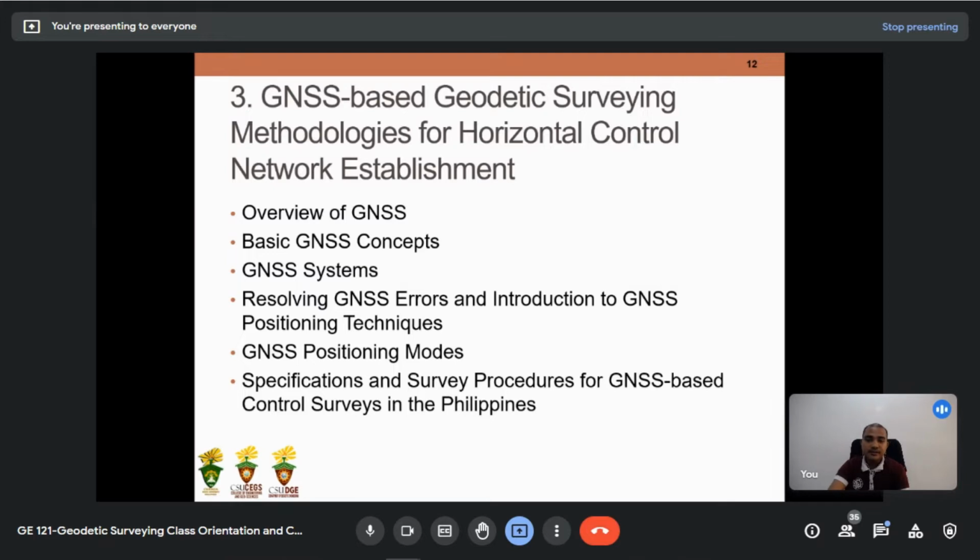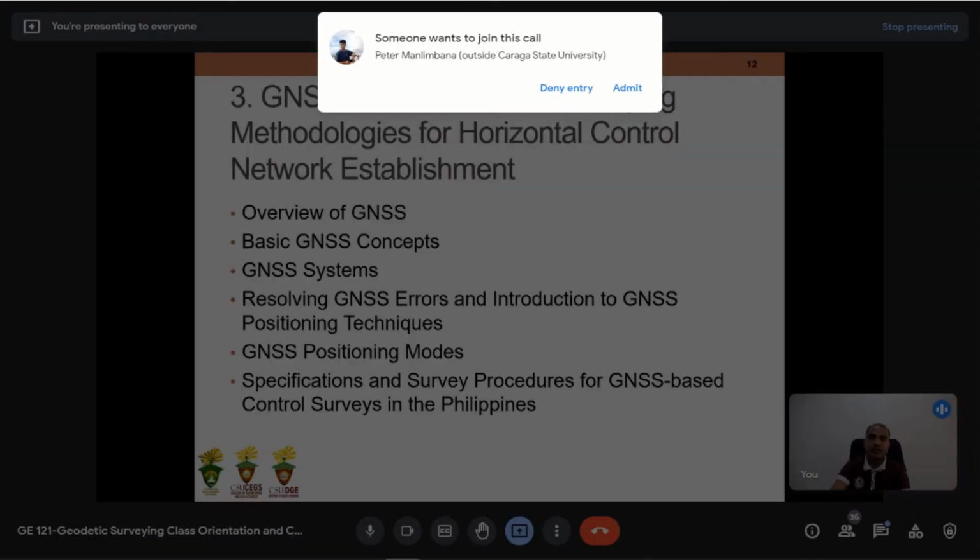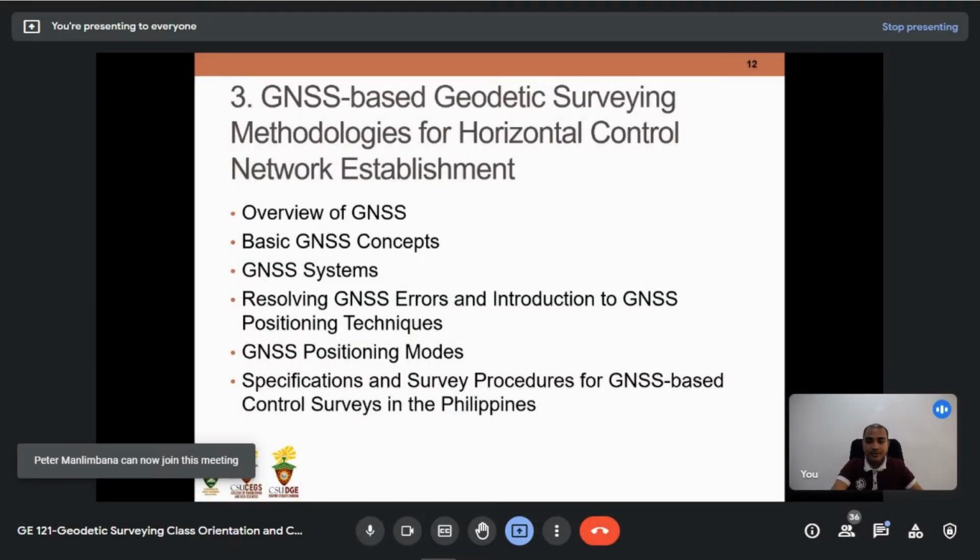So, we have these new technology trends that can now be used for application of geodetic surveying, which is the GNSS, or what is also called RTK. So by using RTKs or GNSS receivers, we can establish a control point using those technologies. Under this topic there are subtopics.